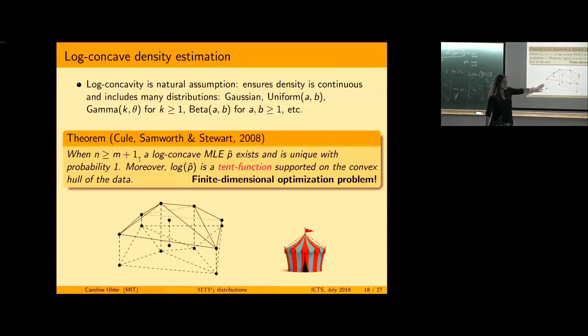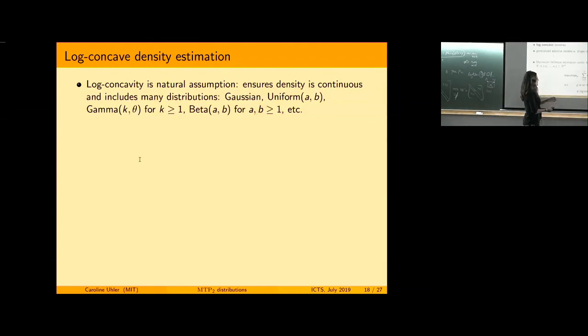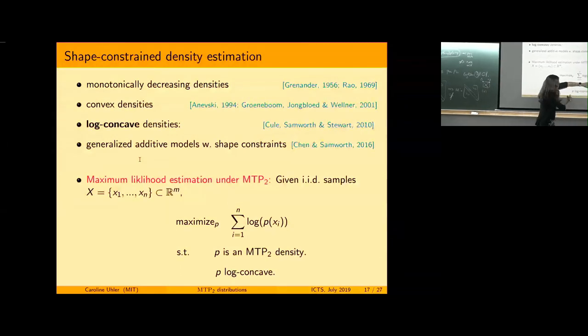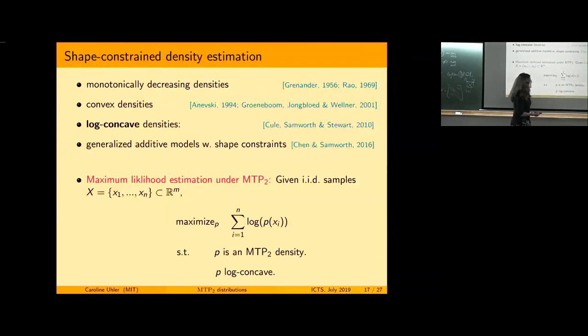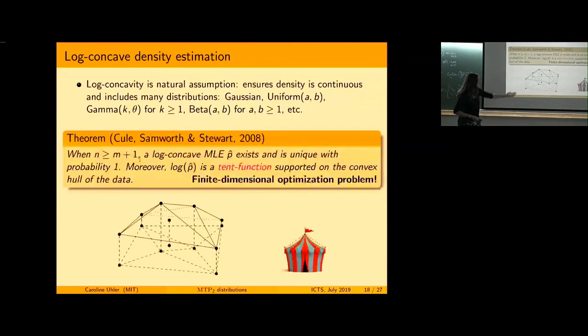And so why is this such an amazing result? Well, it says that this infinite dimensional optimization problem, with just log-concavity, can actually be turned into a finite dimensional optimization problem, right? Because for a tent function, all I need to do is optimize over these tent pole heights.